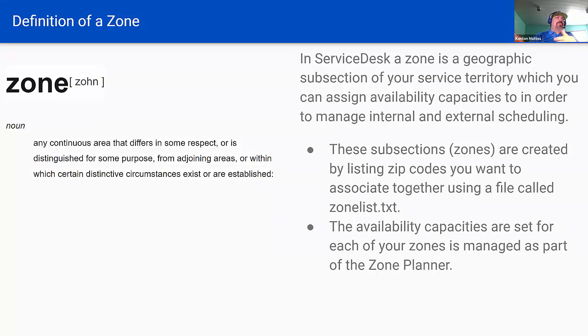So what does that mean when we put it into the context of ServiceDesk? In ServiceDesk, a zone is a geographic subsection of your service territory, which you can assign availability capacities to in order to manage internal and external scheduling. These subsections, which we'll call zones going forward, are generated by listing zip codes you want associated together using a file called the zone list.txt. The availability capacities are set for each of your zones and are managed as part of the zone planner.